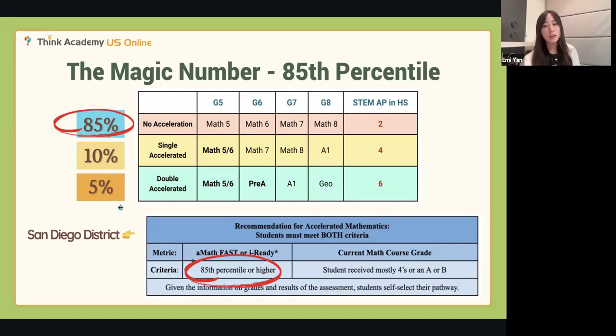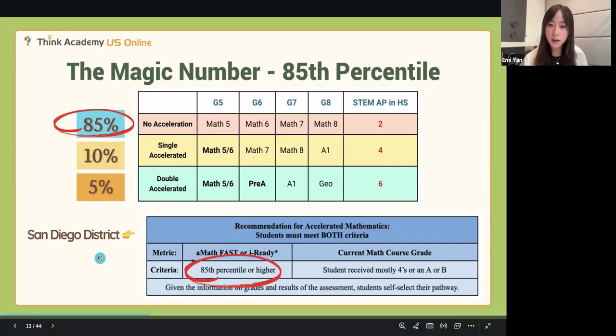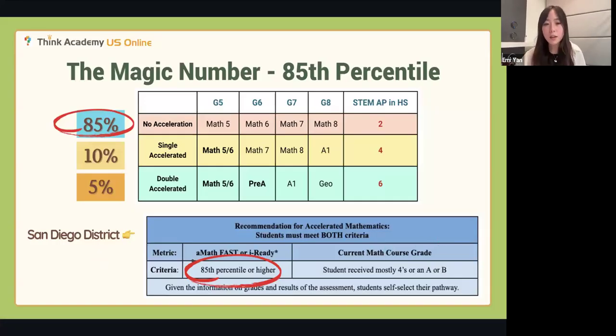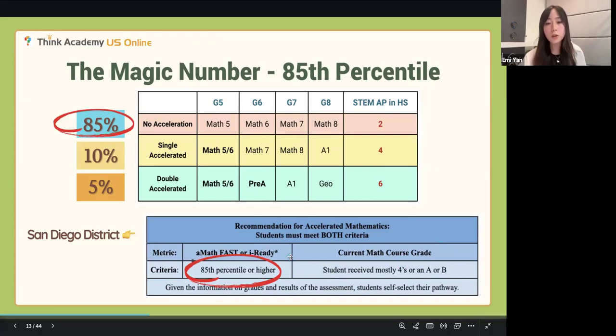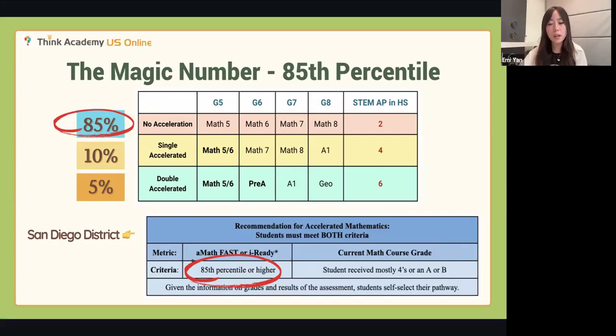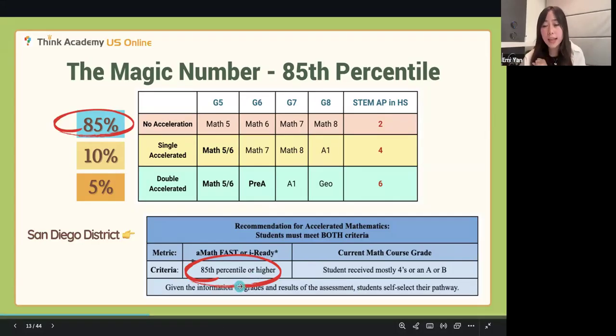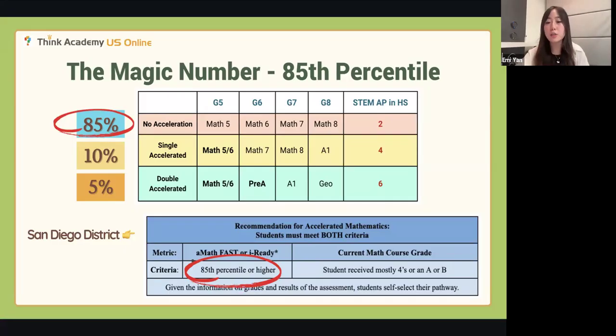All right, and here I also got another data from the San Diego district. So here's the recommendation for their accelerated mathematics programs. So as we see here, what is our metric? What is our criteria? If we want to get you into the accelerated courses, you're gonna first take the iReady test. So for San Diego district, iReady is the norm. And you're gonna take the test, and only if you reach the 85th percentile or higher will you pass the test and get into the accelerated courses or accelerated track.